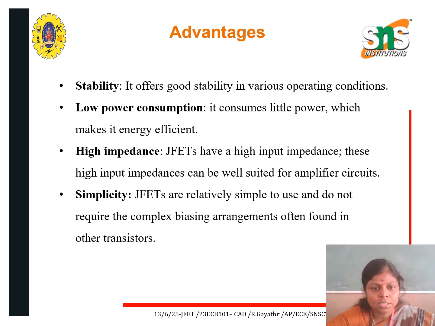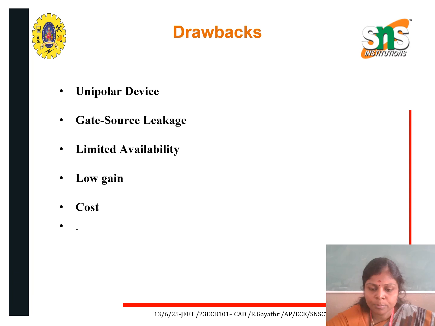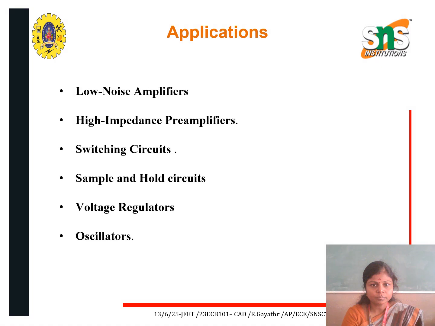Coming to advantages, it has stability, low power consumption, and simplicity compared to other transistors, and it also has a high impedance, so it is used in amplifier circuits. Disadvantages: it is a unipolar device, it has gate to source leakage, low gain, limited availability, and the cost is high. Applications: it is used in low noise amplifiers, switching circuits, sample and hold circuits, voltage regulators, and oscillators.